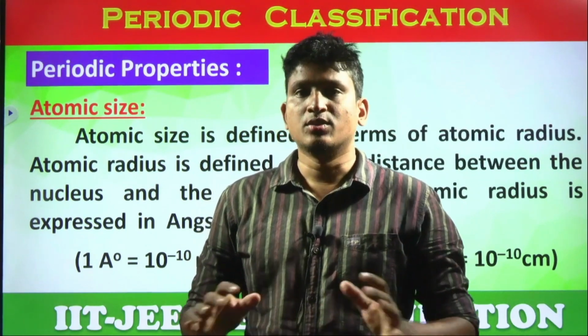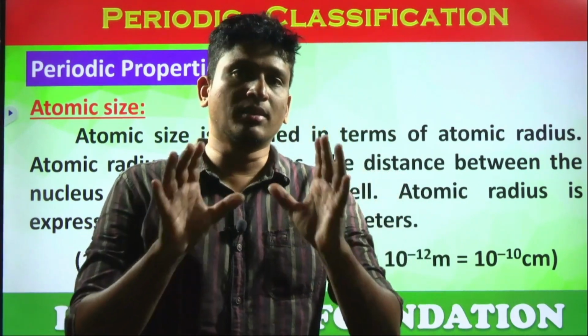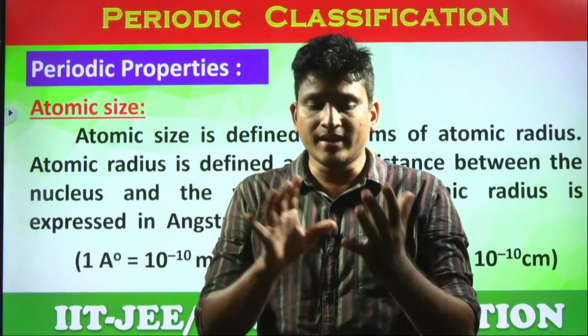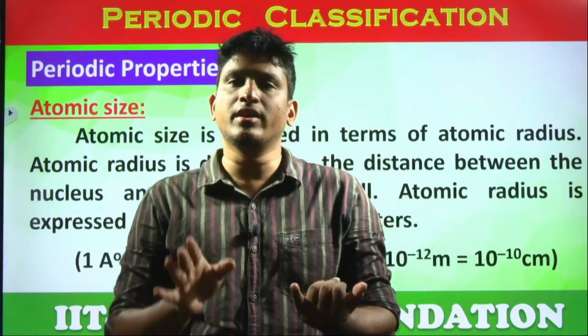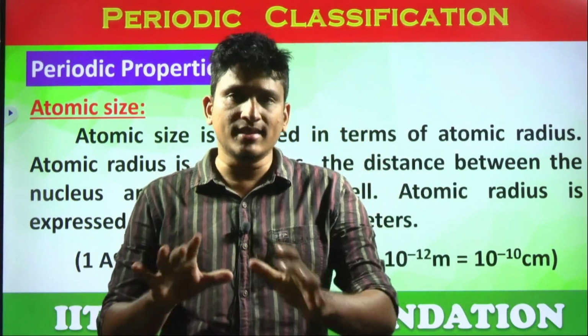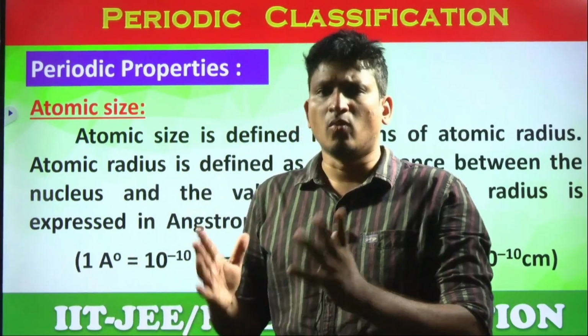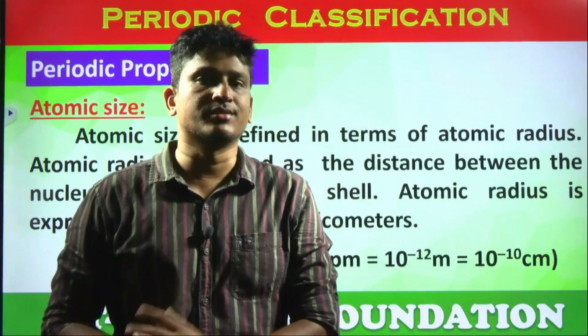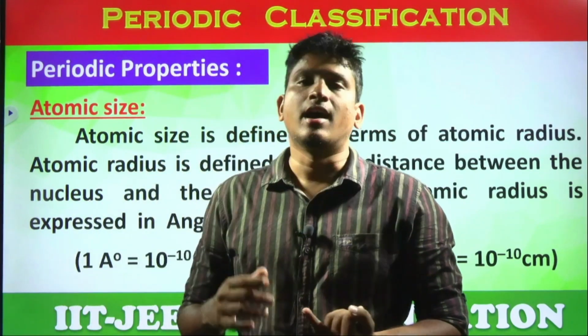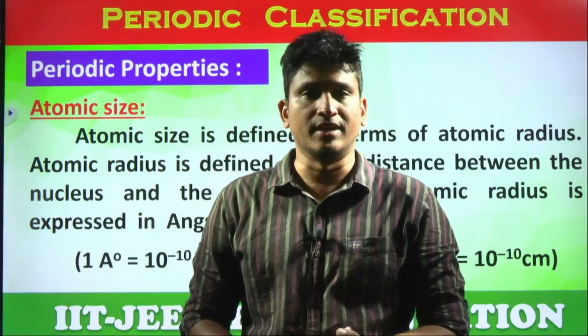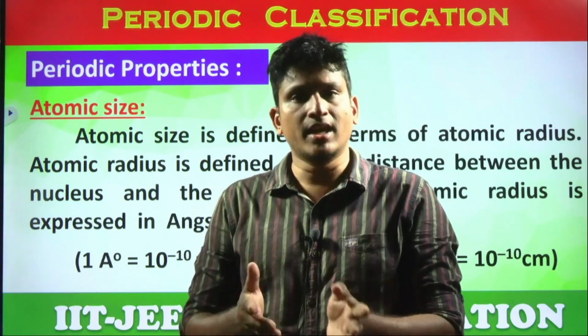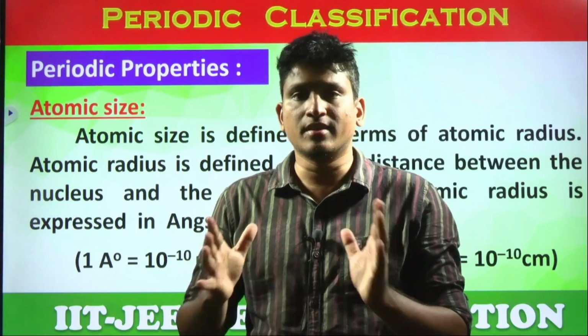Hello students. So in this video, let us focus on the periodic properties. We already completed all the classifications including the modern periodic table. What is left in this chapter is periodic properties or periodic trends. What does it mean by these periodic trends? For example, atomic size, ionization energy, electron affinity, electronegativity, metallic and non-metallic properties all come under these periodic properties.